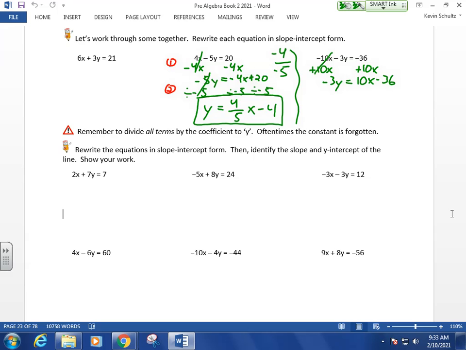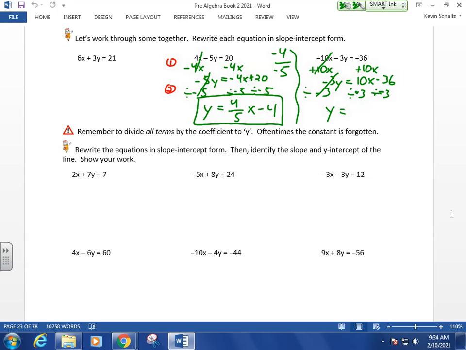What are we going to be dividing by now to get y by itself? Yes. Leah. Negative 3. Good. And everything gets divided by negative 3. The negative 3y, the positive 10x, and the negative 36. On the left side, negative 3's just cancel out. y is by itself. On the right side, 10 divided by negative 3.